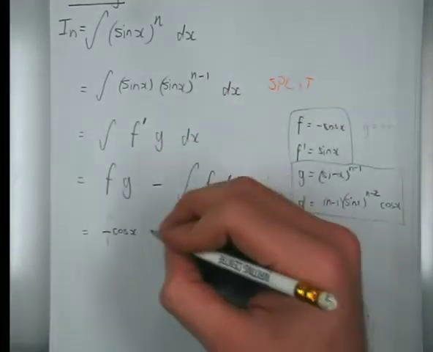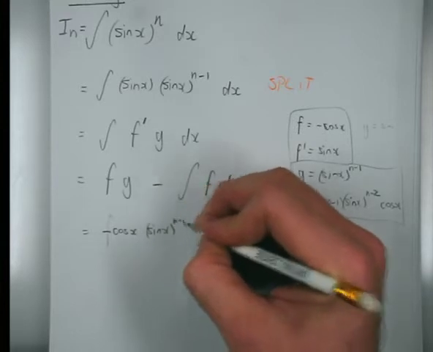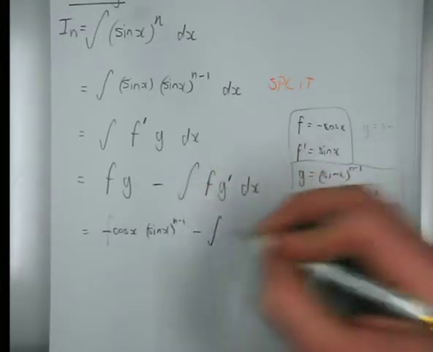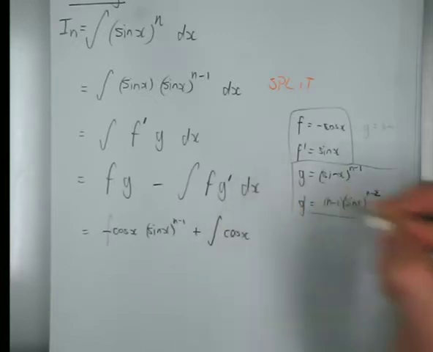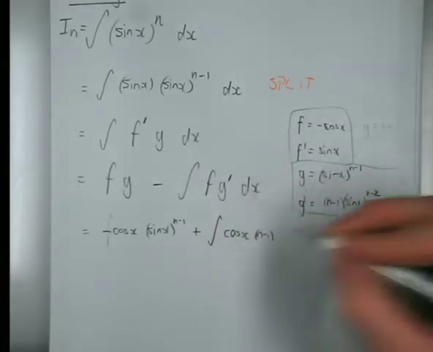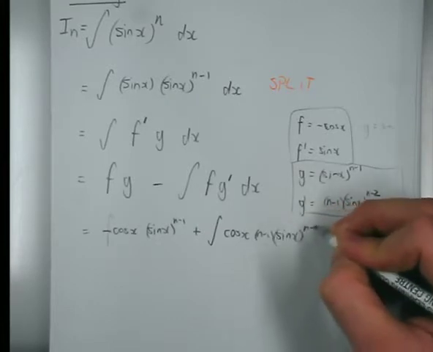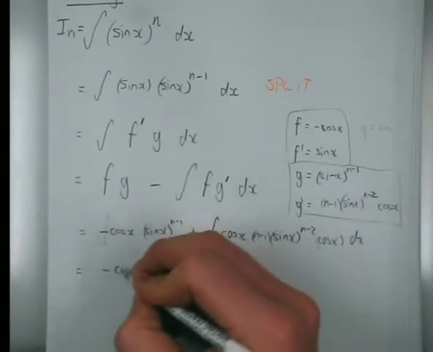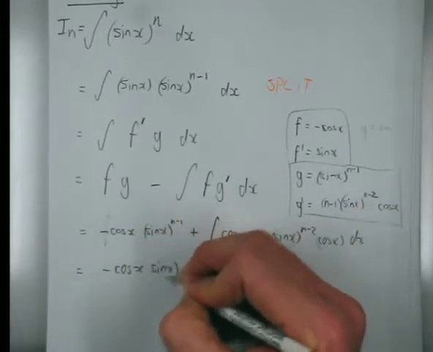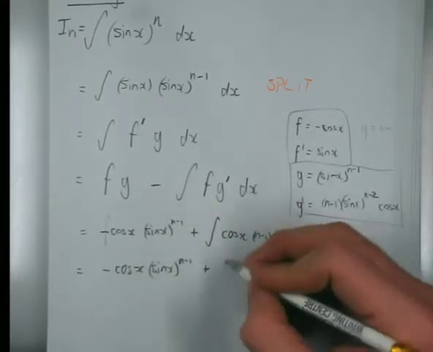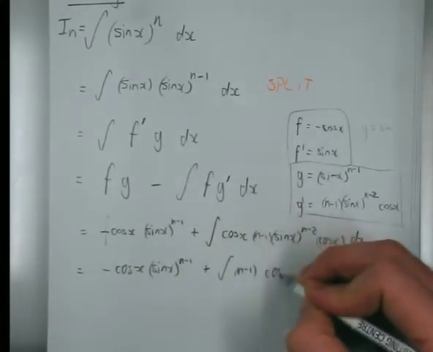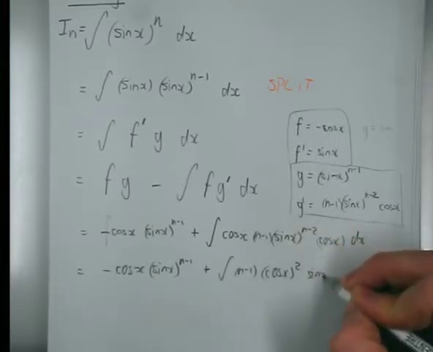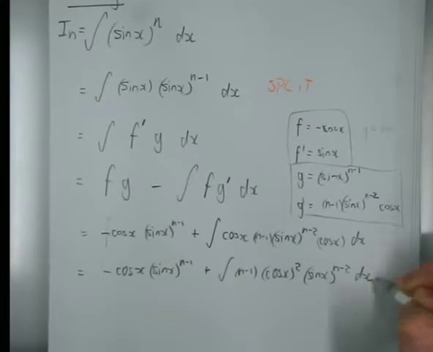So, G is sine x to the n minus 1. F is minus cos x. G dashed is n minus 1 sine x to the n minus 2 cos x. Okay, so that's where I'm up to.